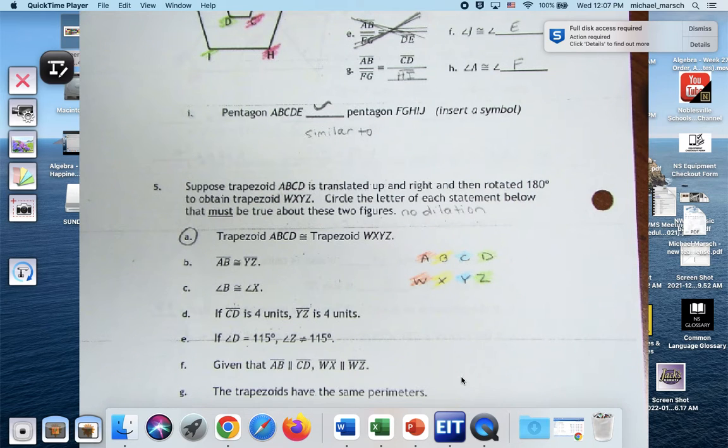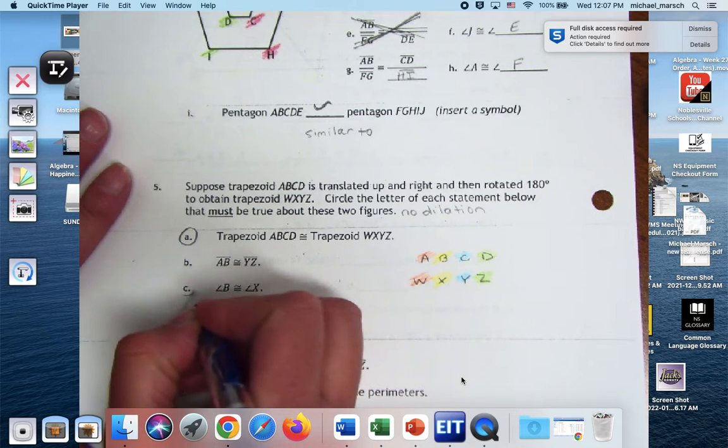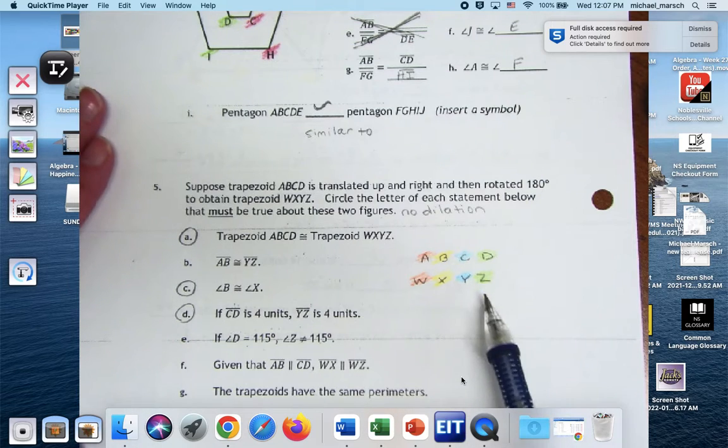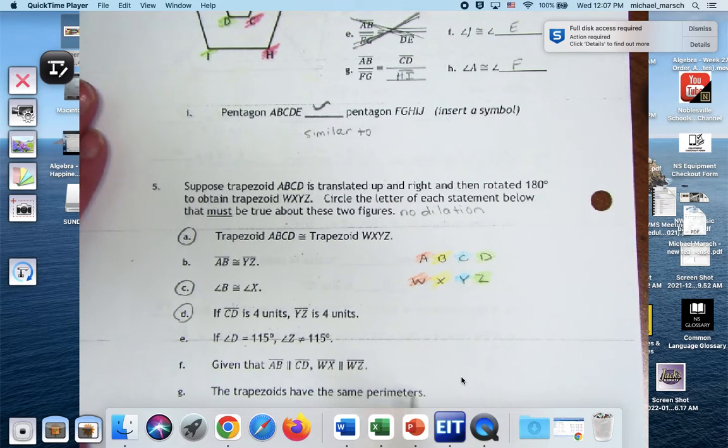Is angle B congruent to angle X? Yes. If CD is 4 units, YZ is 4 units. Absolutely. Now this one was kind of tricky last class because of this weird line going through here, but they're saying if angle D is 115 degrees, angle Z is not 115 degrees. So that's false, right? Because it actually would have to be 115 degrees. Given that AB is parallel to CD, WX would be parallel to WZ. No, because again, the colors don't match up, right?